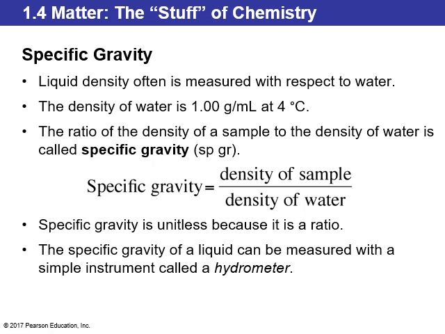So the units disappear. So specific gravity is just the ratio of the density of the thing that you're talking about versus the density of water. And the density of water is 1 gram per milliliter. So you're not changing the number. You're just talking about the ratio. So if the specific gravity is greater than 1, then that material is going to sink in water. If the specific gravity is less than 1, that material is going to float.